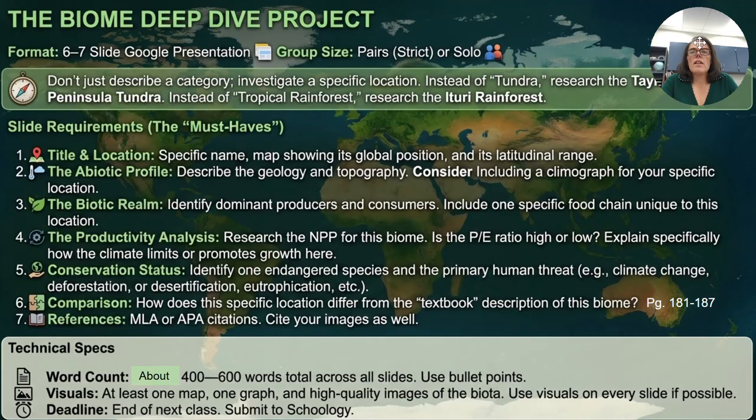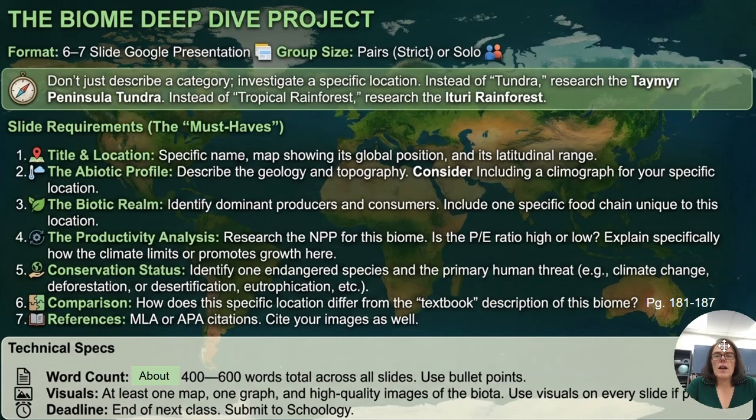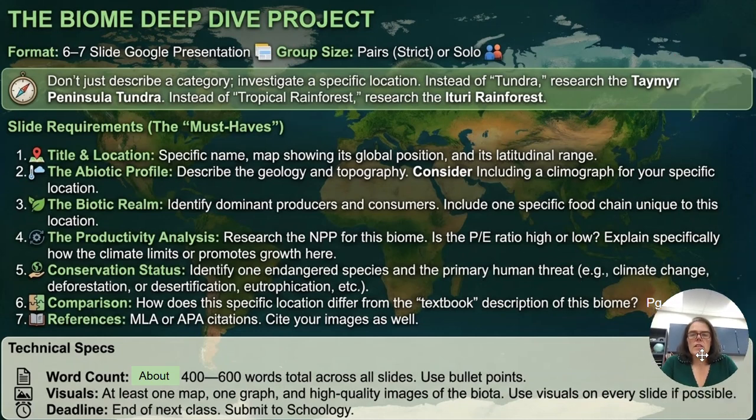All right, and so here is your project. I want you to work only in pairs or singles, no groups of 3 in this project, okay? So figure out who you want to work with, or if you want to work on your own, that's fine. And you're going to go through this project. You're going to make a slide deck, 6 to 7 slides. Here's the outline of them.